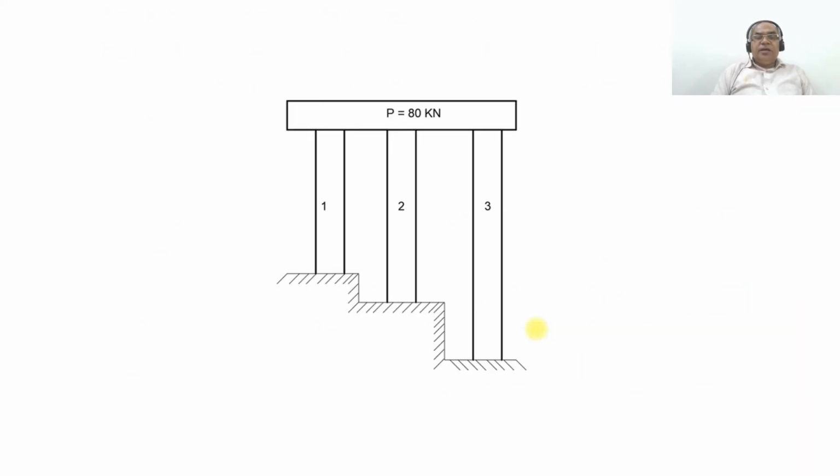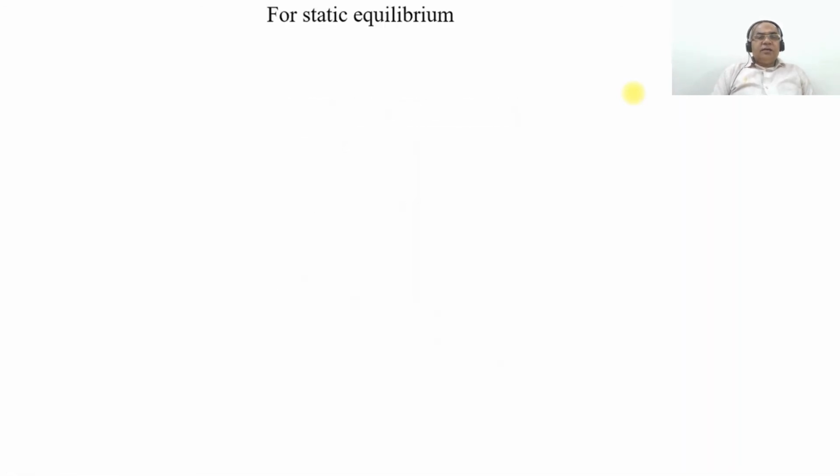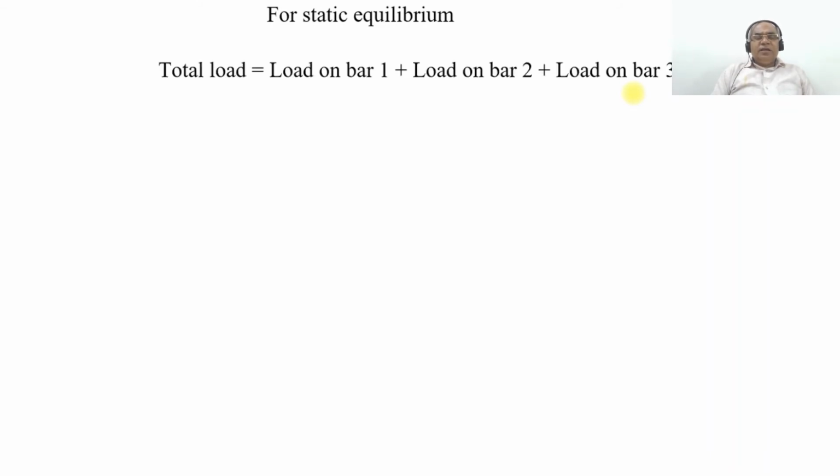The figure has been shown here wherein you have 3 bars, 1, 2, 3, with the load applied from the top. So P is equal to 80 kilonewton. So obviously there will be shortening of the length of the bar. So what does the static equilibrium condition say? Total load will be equal to load on bar 1 plus load on bar 2 plus load on bar 3. So that is P is equal to P1 plus P2 plus P3.